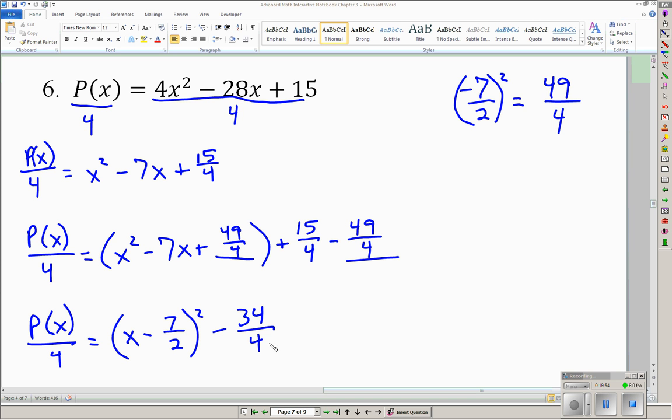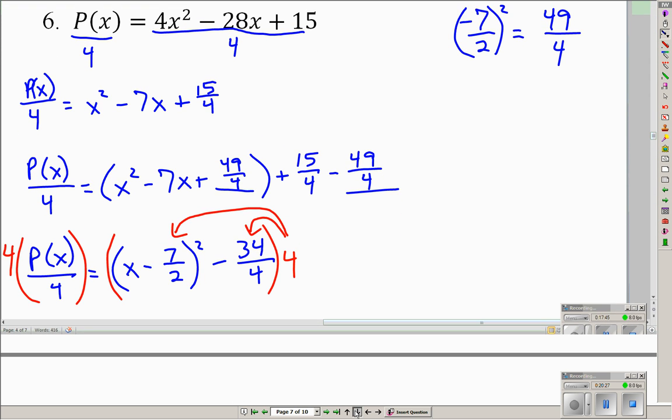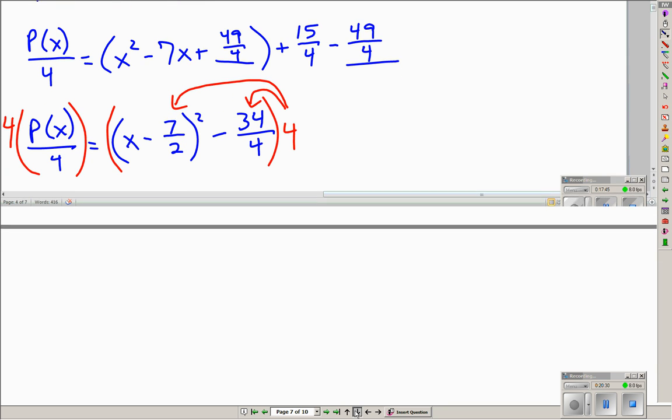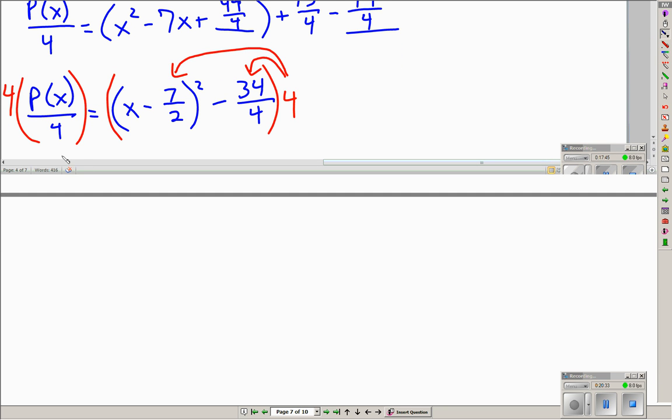I could reduce that, but since I'm getting ready to multiply everything by a 4, I'll just leave it the way it is, and it'll get canceled out in the end anyway. So let's go ahead now and multiply both sides by a, which is the 4. Remember, on the right side, 4 times the quantity and 4 times 34/4. On the left, 4 times p of x over 4. The 4's cancel, leaving p of x, which is what we wanted.